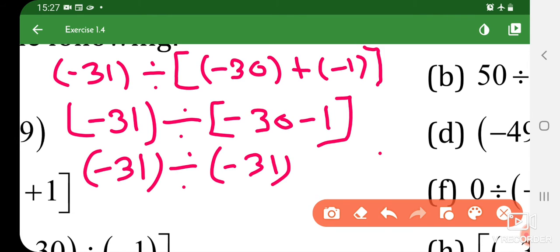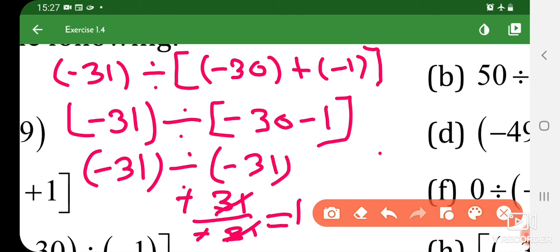So minus 31 divided by minus 31. We write it in the divided form, minus 31 upon minus 31. We cut this minus with minus, and 31 ones are 31. So the answer we get is 1. So 1 is the answer of that question.